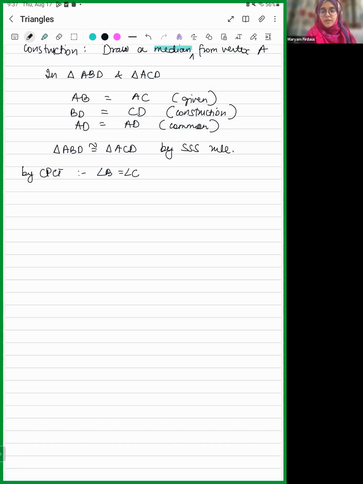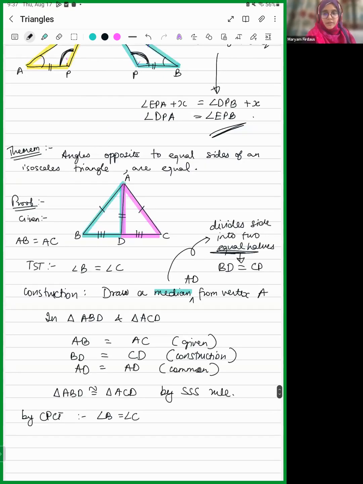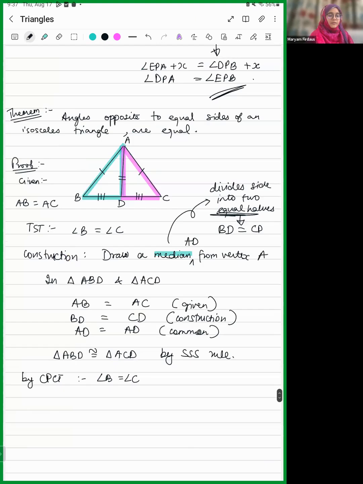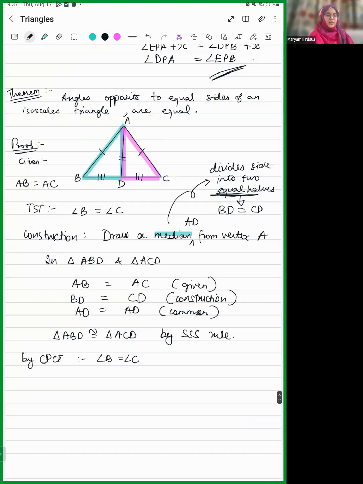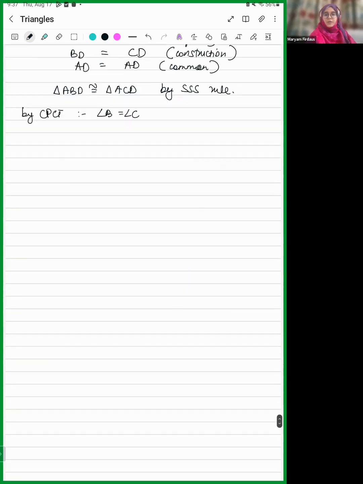So we have done questions related to isosceles triangles in the previous class. Now let's do a few questions based on that. Let's revise what we had done. We had completed the first exercise and started the second one. In that, we have done this theorem that angles opposite to equal sides of an isosceles triangle are equal. Based on that, we have done some questions which were given to you as homework.